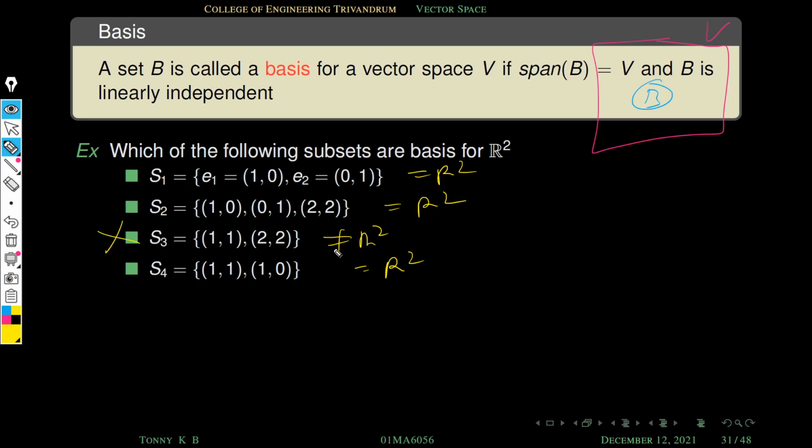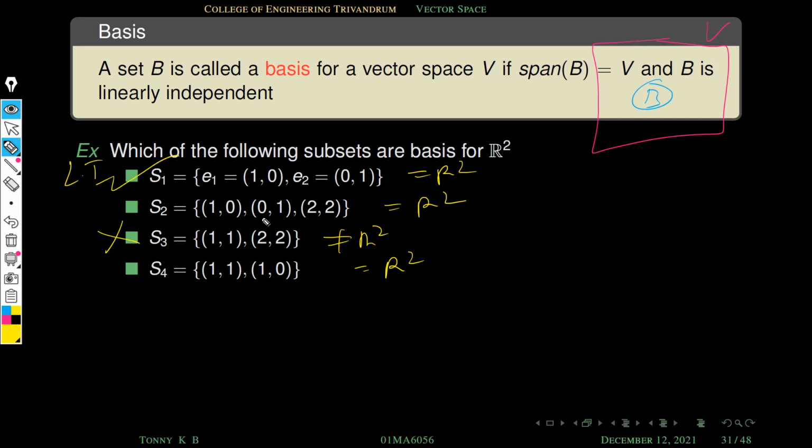Out of these three, which are the bases? Yes, we know that (1, 0) and (0, 1) is a linearly independent set. Why? Because one of them is not a multiple of the other. If a two element set is dependent, one of them is a multiple of the other. Here one of them is not a scalar multiple of the other, so this set is linearly independent. So it is linearly independent and its span is equal to R square. So this is a basis for R square.